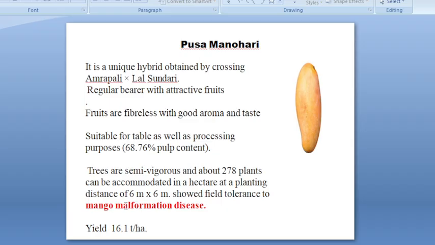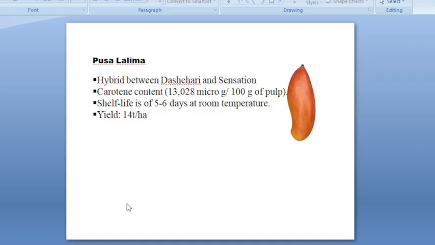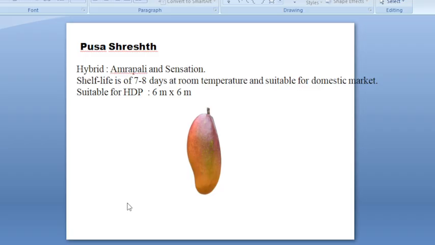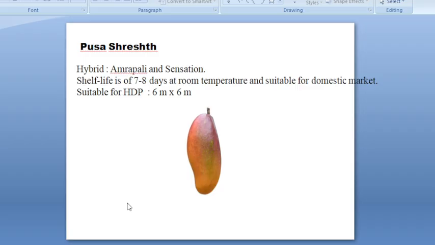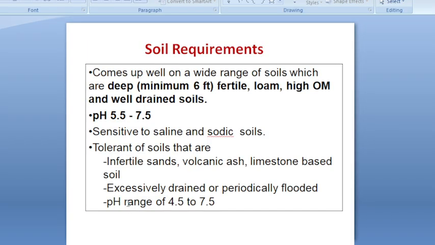Here we can see it is also showing tolerance to mango malformation disease. Pusa Lalima, Dasheri into sensation, Shrestha, Amrapali into sensation. So this is all about the varietal wealth of mango crop. We can see thousands of varieties. If we keep on describing all these varieties, it will take more time. So these are some of the commercial varieties, we can say.